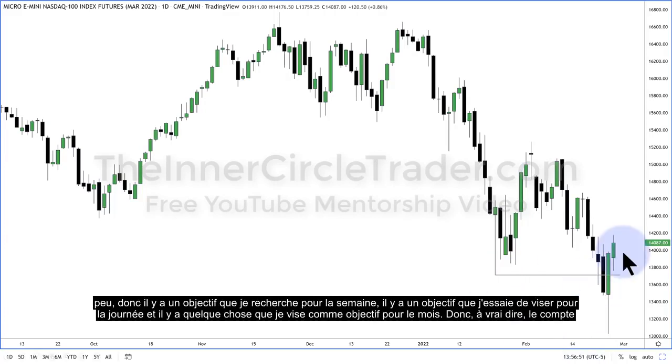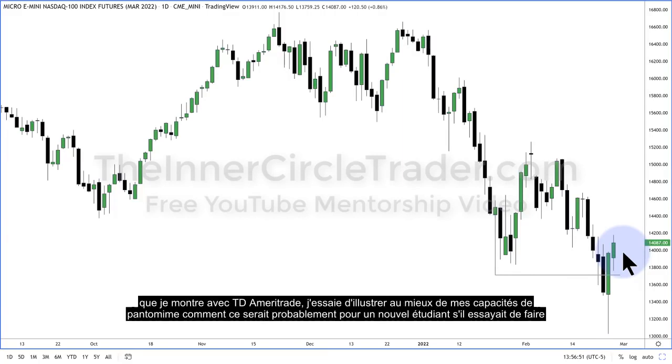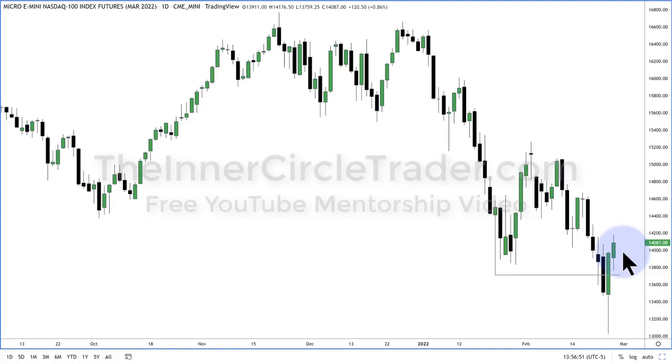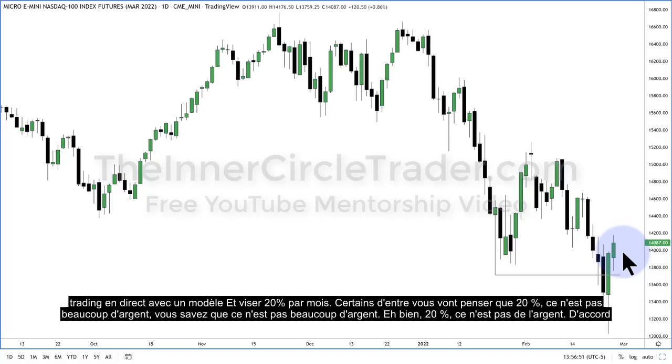So there's an objective I look for the week. There's an objective I try to aim for the day. And there's a goal I'm aiming for the month. So, truth be told, the account that I'm showing with TD Ameritrade, I'm trying to illustrate, in my best ability to pantomime, how it would likely be for a new student if they were to try to do live trading with a model and aiming for 20% per month.